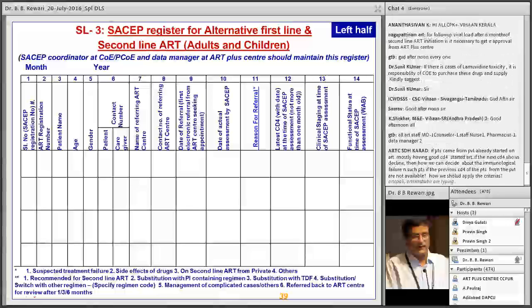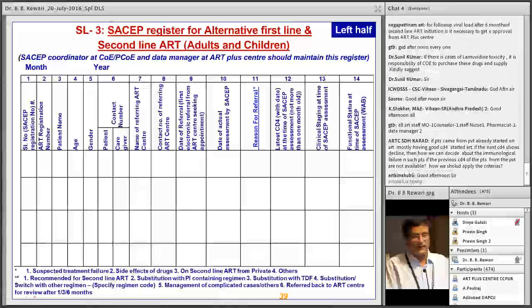Basically we now have to look at the reason for the referral. The reason for the referral can be suspected treatment failure, side effects of the drugs, being on second line ART from private, or other. Again, it has to have the latest CD4 count with date, which should not be more than 1 month old, and again the clinical stages and functional status.